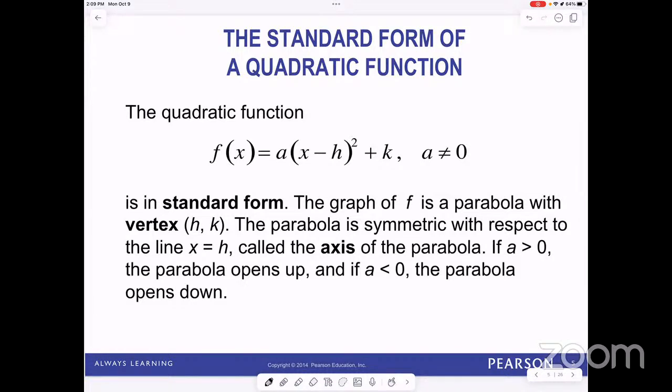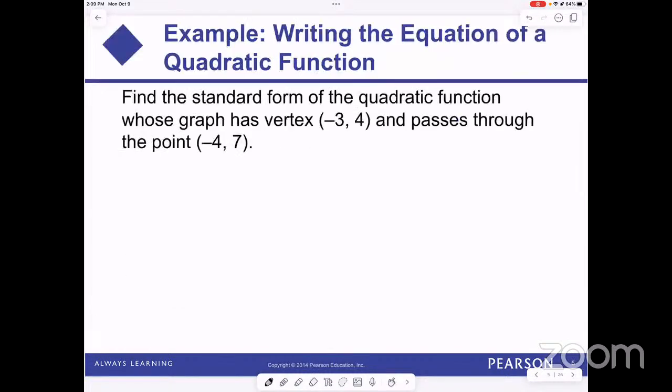Okay. So here we're asked to find the standard form of a quadratic function whose graph has this vertex and passes through this point. So hopefully you have a formula sheet. If you have a formula sheet, it is a good idea to update your formula sheet with the quadratic function in standard form. And again, that is going to be as follows.